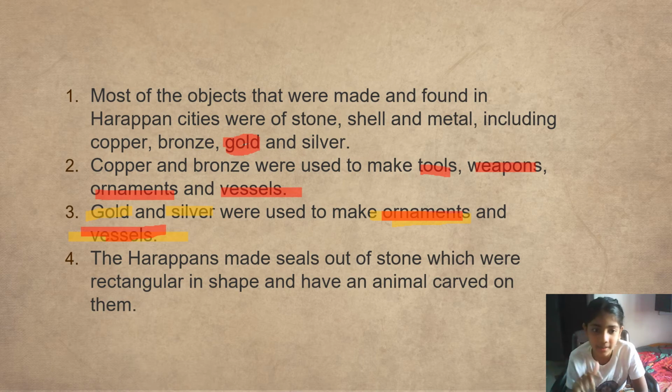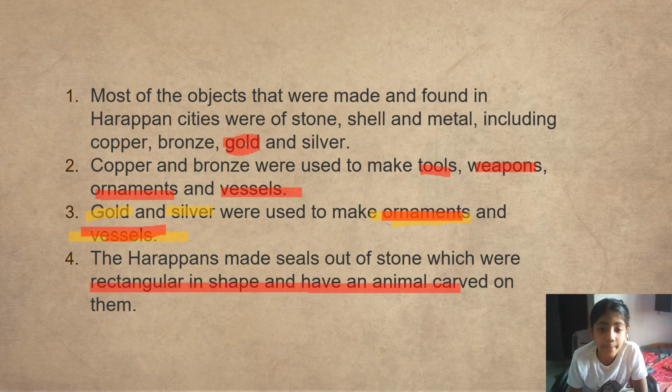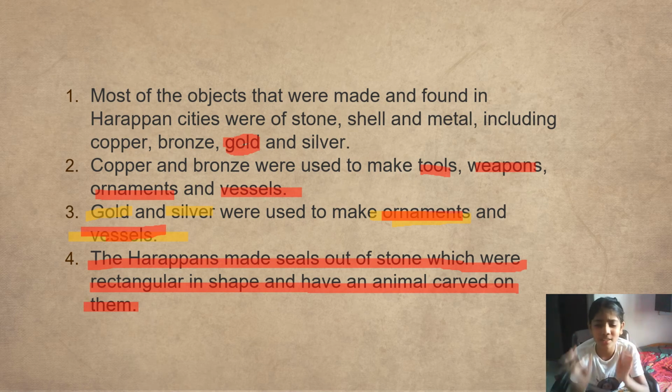Now let's focus here. The Harappans made seals out of stones which were rectangular in shape and had an animal carved on them. In your textbook it's there, on page 27 or 28, I'm not sure, you can check. It's so good, very wonderful.